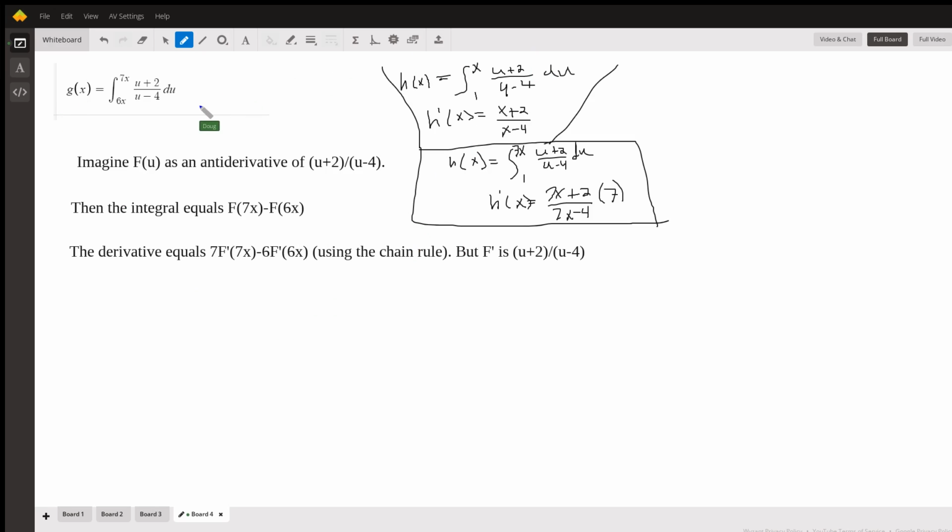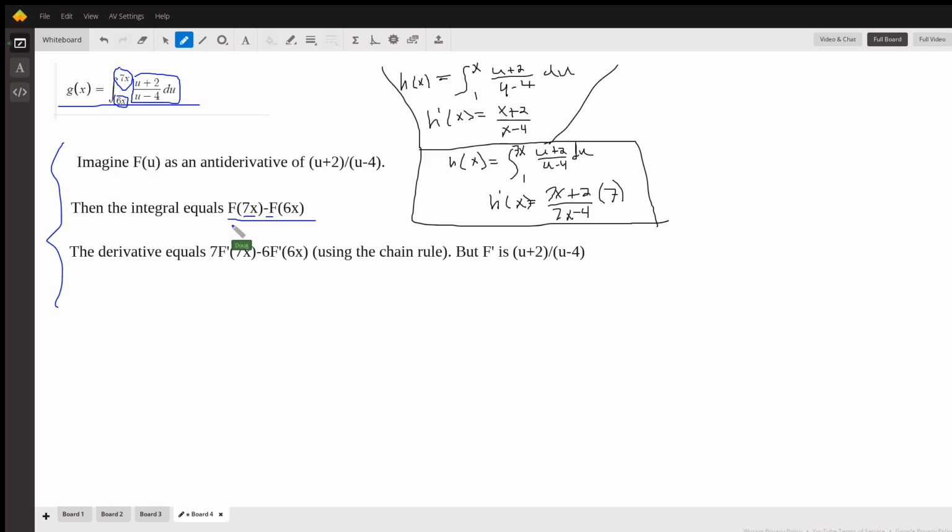Here's g of x again. And one way to think about it is using these sentences right here. Imagine that big F of u is an antiderivative of this integrand right here. And then if you were going to evaluate this integral using the Fundamental Theorem of Calculus Part 1, you'd put 7x into that antiderivative minus put 6x into that antiderivative. So there is one way to evaluate this integral if we went ahead and found this antiderivative.